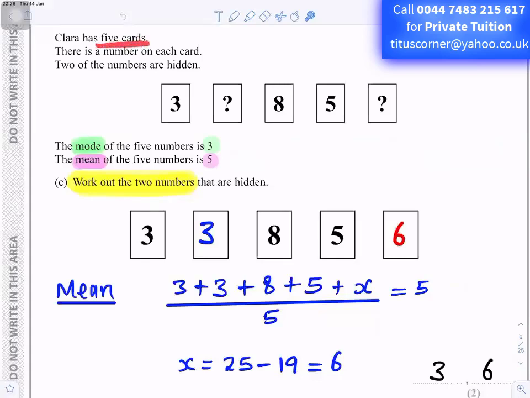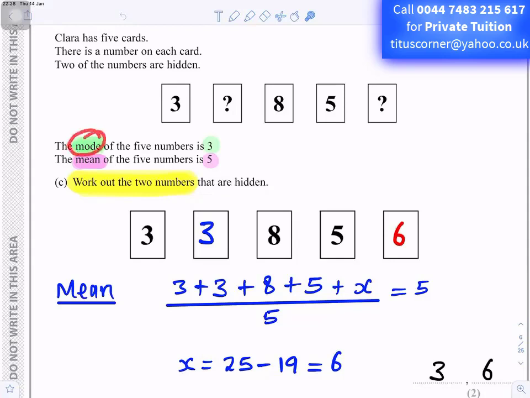Clara has 5 cards. There is a number on each card. 2 of the numbers are hidden. 3, this card is hidden. 8, 5, and this one is hidden. The mode of the 5 numbers is 3. The mean of the 5 numbers is 5. Work out the 2 numbers that are hidden.